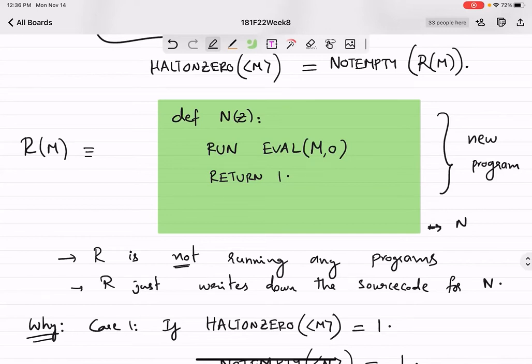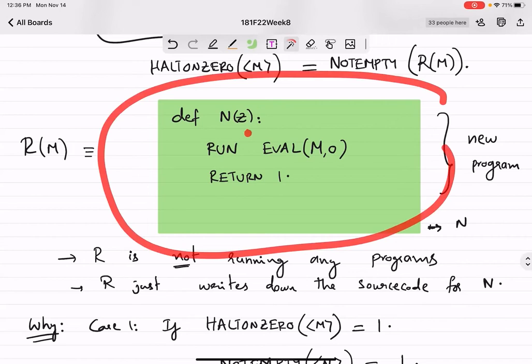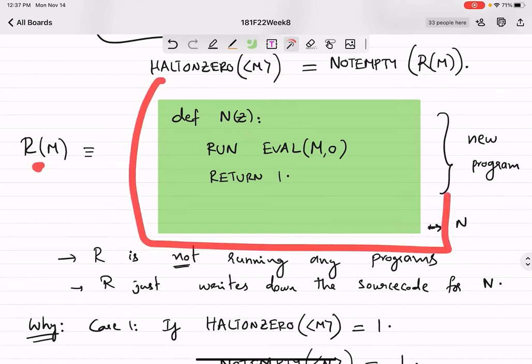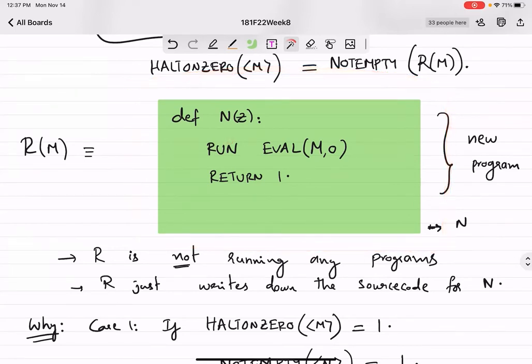So the reduction is only returning this thing, and the program is actually returning the numerical value 1. No. The reduction is returning this description, but N itself, the source code, has a specific return value. Okay. All right. Any other questions?